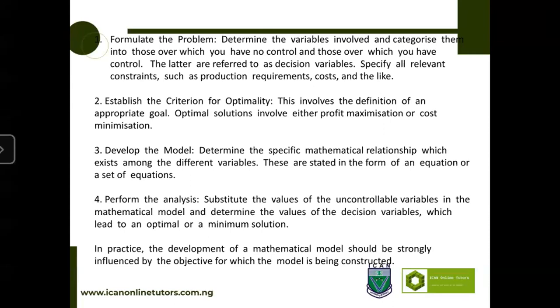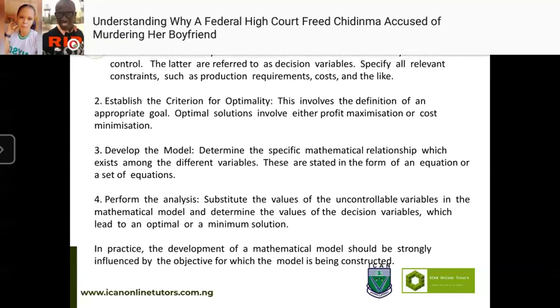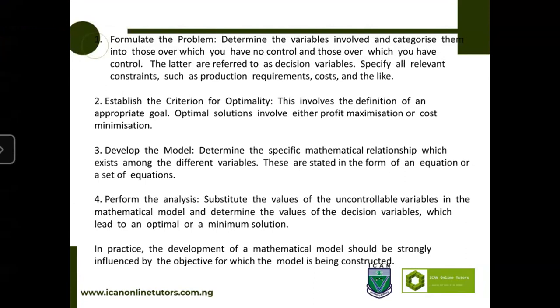Having determined that, you now develop your model. Your model is represented in the equation. I told you earlier, 2x equals 4. That is the model. Then you perform the analysis. The analysis is: what is your x? What does x give you? 2x equals 4. What is x? x equals 2. That is your analysis.